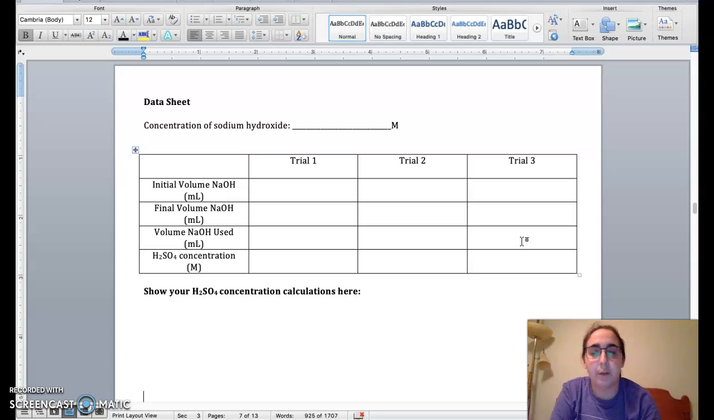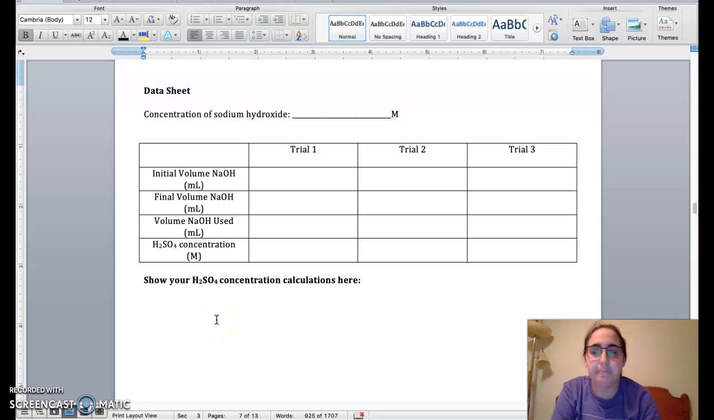We might also talk a little bit about looking at their final answers, making sure they're all pretty similar, and maybe having to do more than 3 trials if they are really off from each other. And then give them a little area down here to figure out their unknown acid concentration.